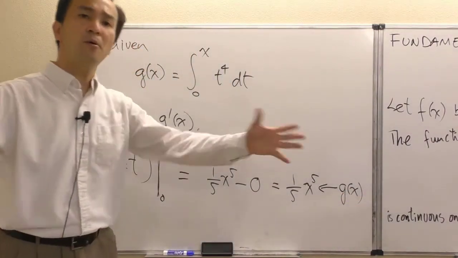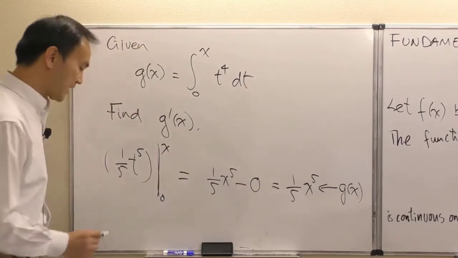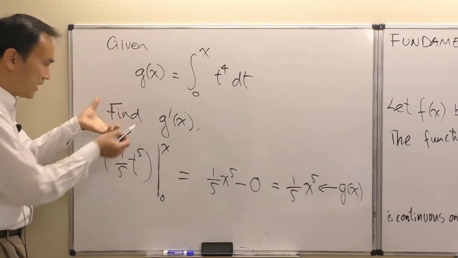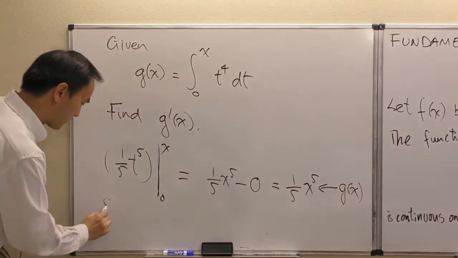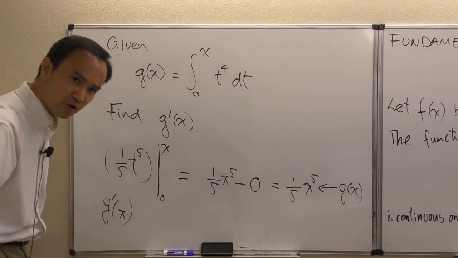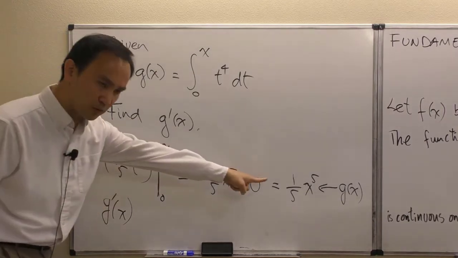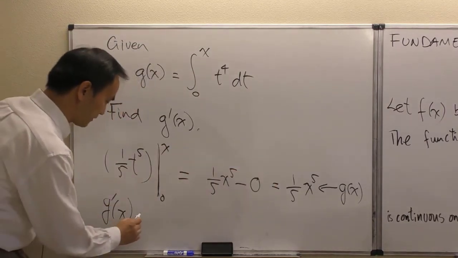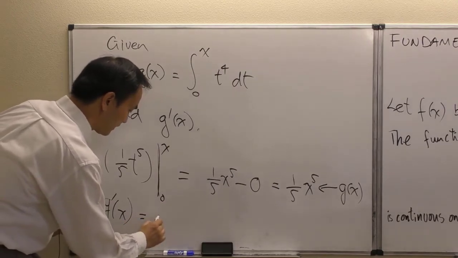And then from that point, sweet, we have found g of x. So now finding g prime, according to what the question is asking, is easy. That's just Calculus 1, the differential calculus stuff. We take the derivative of 1/5 times x to the 5th, and that gives me x to the 4th.